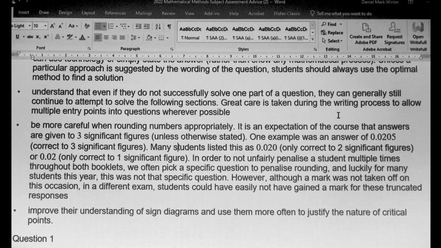That seemed to work quite well last year. Lots of students seemed to go the whole way through the paper. They might not have got everything right, but they were actually having a go at everything even if they couldn't get earlier parts. So it's good.